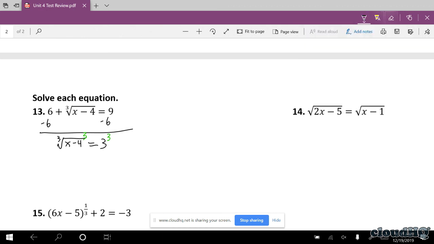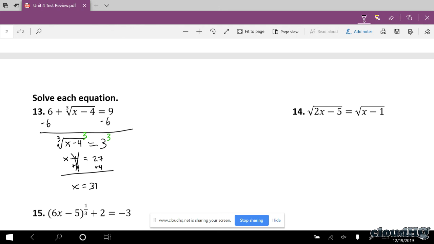Cube them both. We get just x minus 4 on the left side. On the right side, 3 cubed is 27. So add 4 to both sides. Get that x is equal to 31.